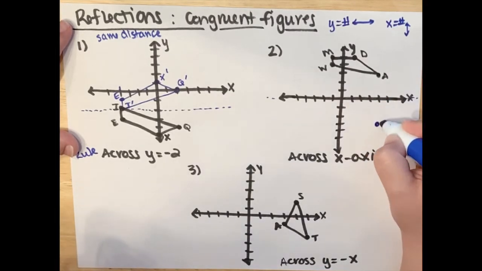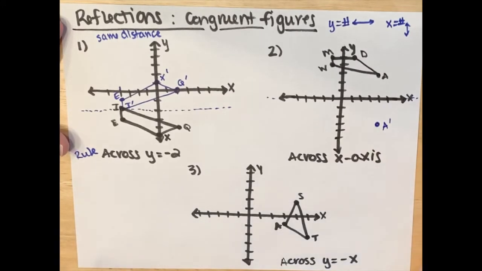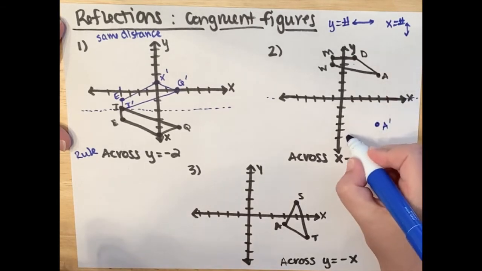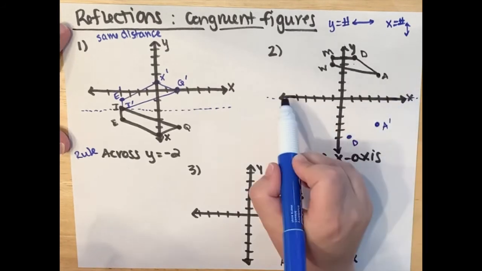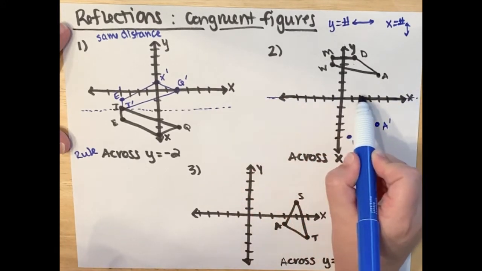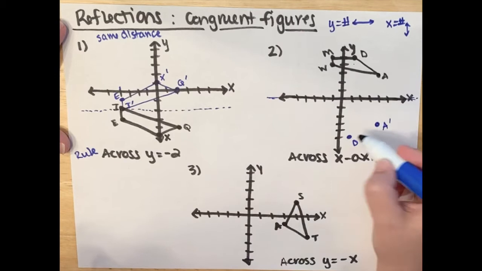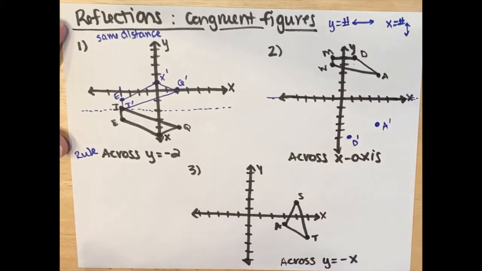There's really no shortcut for this one. For me, it works a bit better visually, and it might for you too for a while until you get the hang of it. D, looks like I'm 5 away. So I'm going to go 5 in the opposite direction. They should be right across from each other, just in a different location. Again, remember this is your axis of symmetry. It's the x-axis this time, and that's D prime.